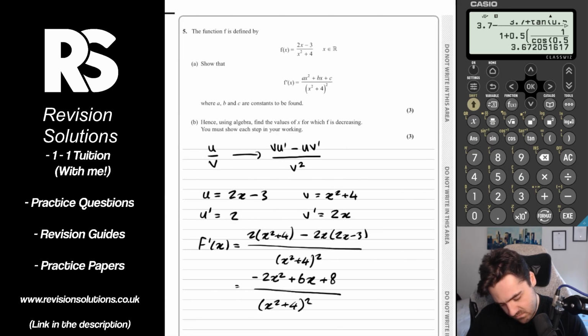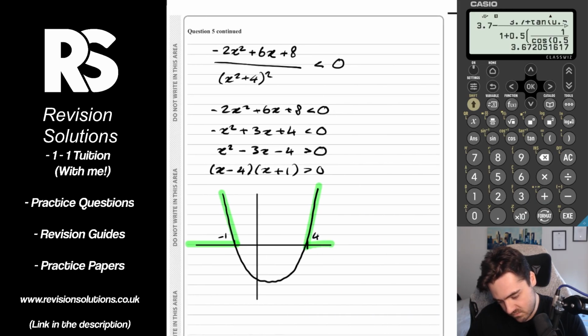And does it ask for set notation? No, it doesn't. It just says find the values, so I'm not going to bother with the set notation. So our answer then would be x is less than minus 1, or x is greater than 4.